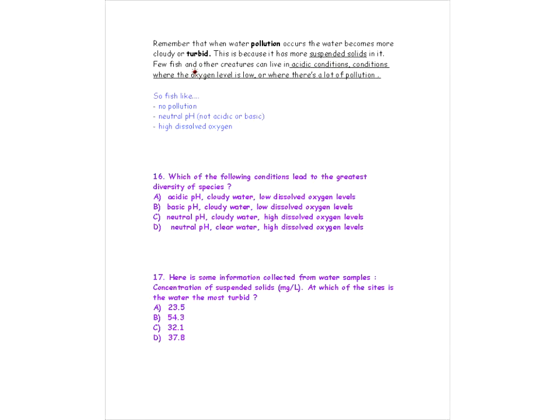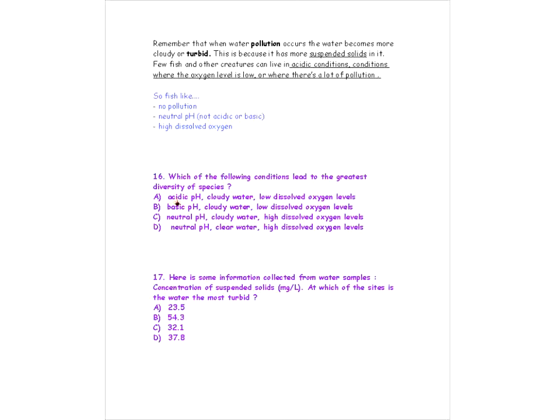Very few fish and other creatures can live in acidic conditions. Also, very few creatures can live in conditions where the amount of oxygen dissolved in the water is low, or where there's lots of pollution. So in other words, fish like no pollution, they like a neutral pH, neither acidic nor basic, and they like high amounts of dissolved oxygen. The question here says, which of the following conditions would lead to the greatest diversity of species? Diversity means a large number of species.